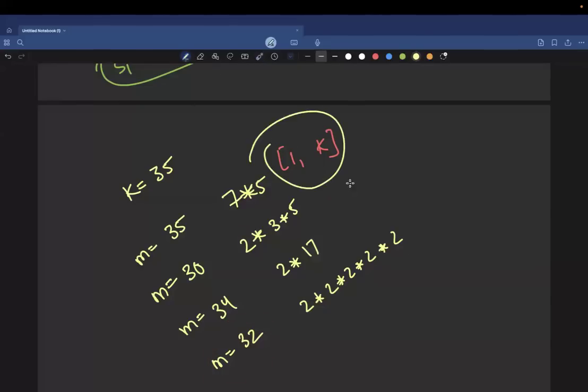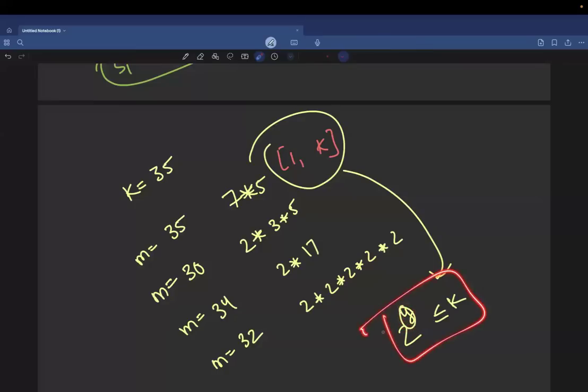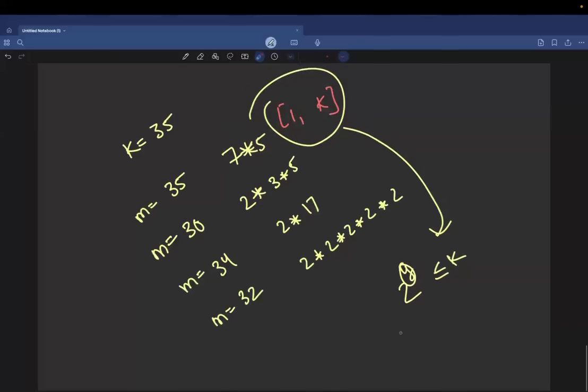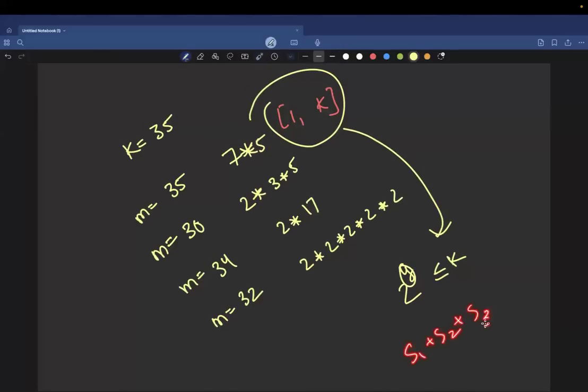So I hope you can figure out that I should find the biggest 2 raised to the power y such that it is less than or equal to k. And here you just want to find the largest possible y for which 2 raised to the power y is less than or equal to k. So your answer at the end will become equal to s1 plus s2 plus s3 which you had got from health, plus y.